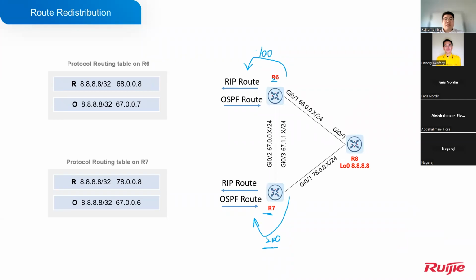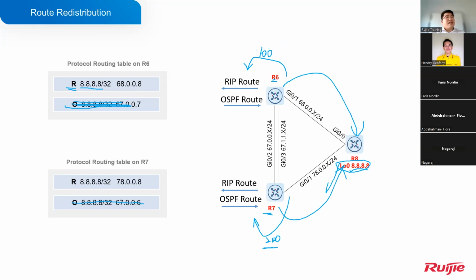In this case, R6 will not learn the external routes, for example, 8.8.8.8. R6 will not learn this route from R7 anymore, which means this route will not exist. And on R7 it is the same. This route will not exist, and all the traffic to 8.8.8.8 will be forwarded through RIP, directly forwarded to R8, and we can solve this problem.